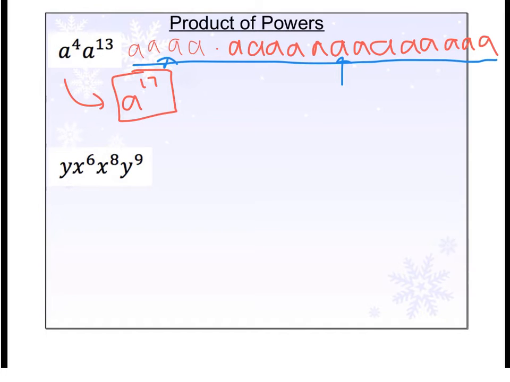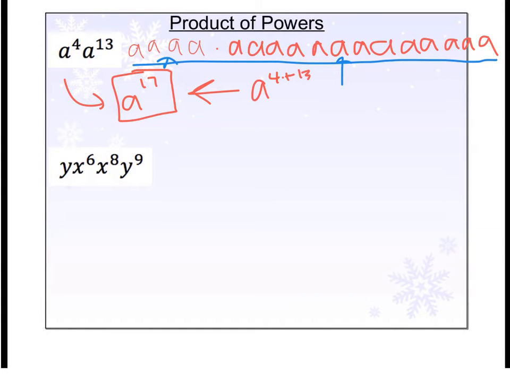There is a shorthand rule you guys learned last year. When you are multiplying, so like here a to the 4th times a to the 13th, you can add the exponents. So another way to think about it is as a to the 4th plus 13, and that also gives you a to the 17th.